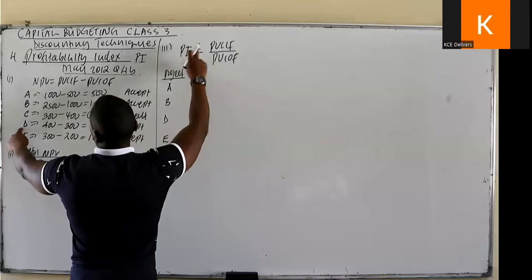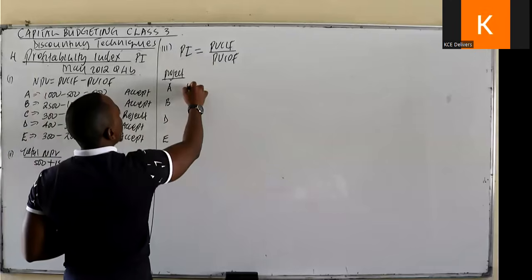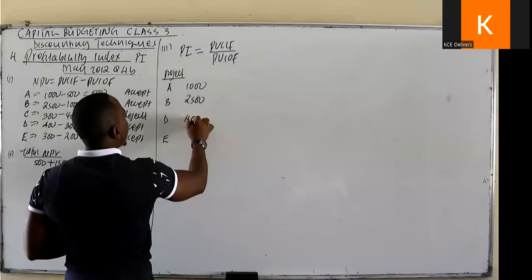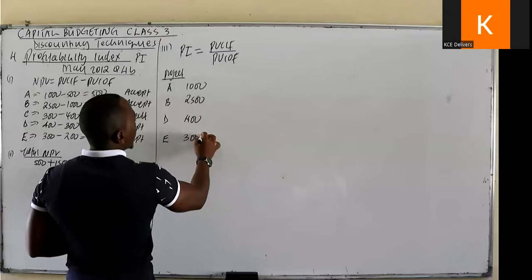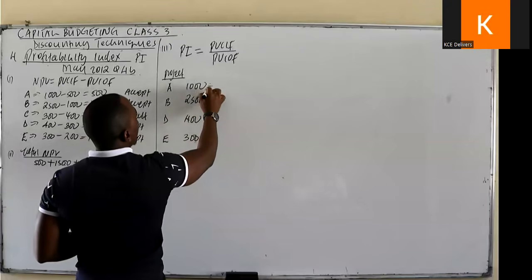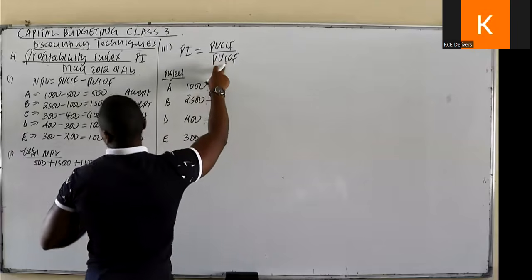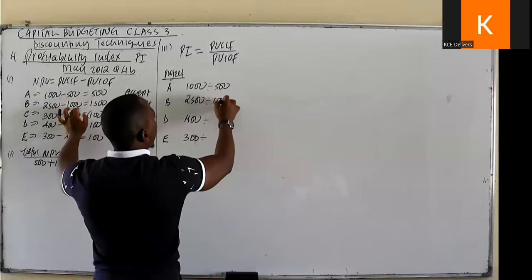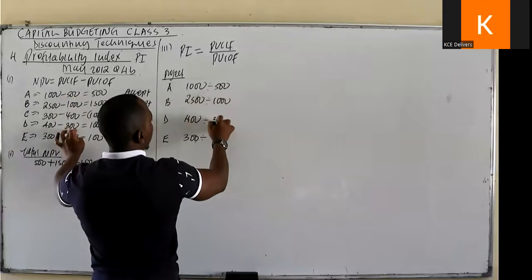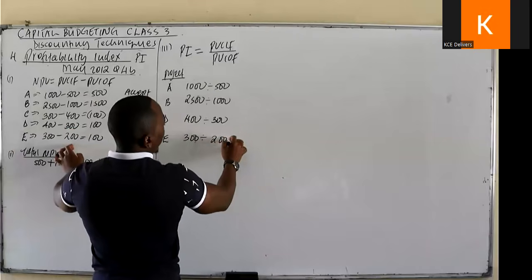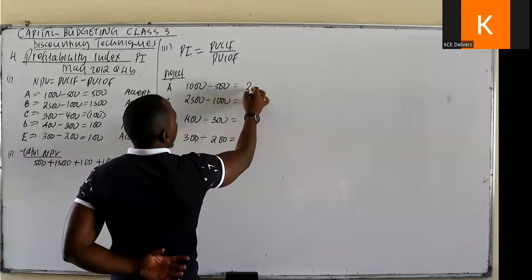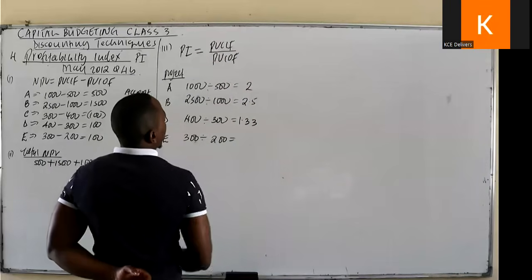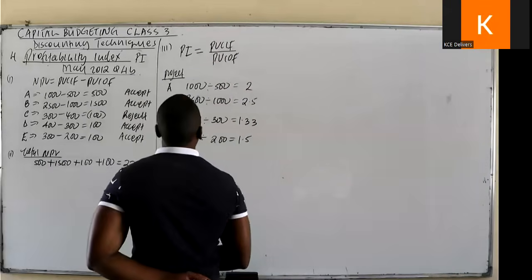So take the present value of cash inflow. For A it was 1,000, for B it was 25, D was 400, E was 300. Then we divide by the present value of cash outflow. Project A, the net outlay was 500. B was 1,000. D was 300. E was 200. That's how we get the profitability index. Here you get 2.5. 4 over 3, you get 1.33. 3 over 2, you get 1.5.